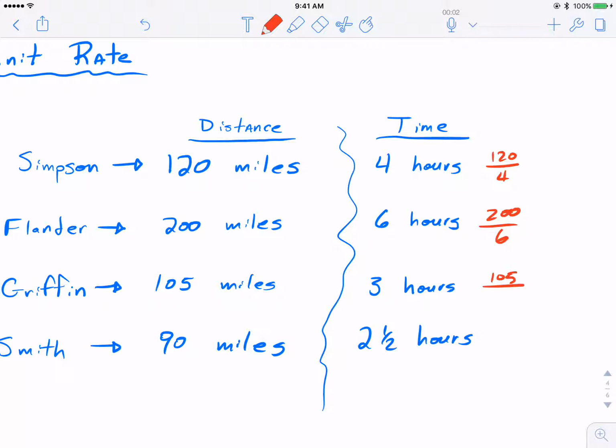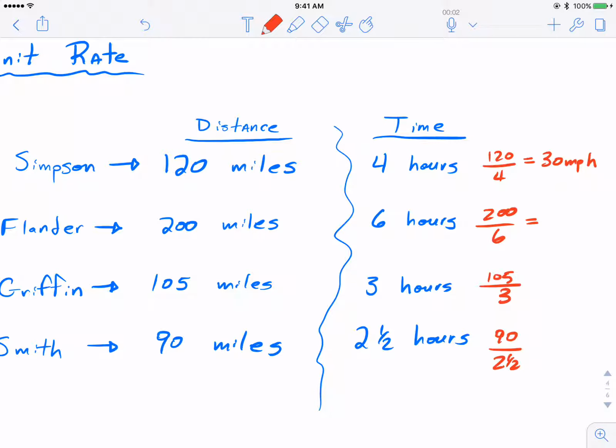And as I was saying earlier, you can't clearly compare this as is right now. Maybe you could do some type of mental maneuvering, but to really accurately gauge them or accurately rank them, we really have to find the unit rate for each one, which would be saying how fast or how far they went per hour. So for the first example, they went 120 miles in 4 hours, which would be an average speed of, you can do this in your head, 30 miles per hour.